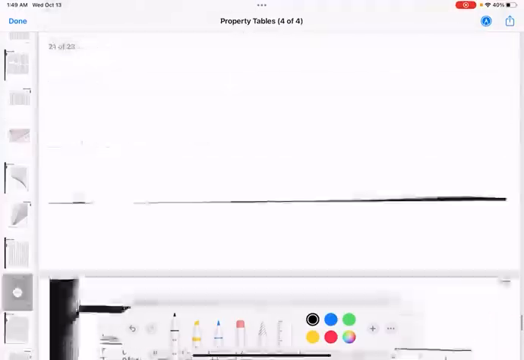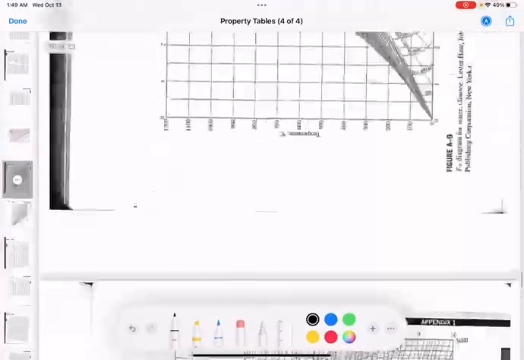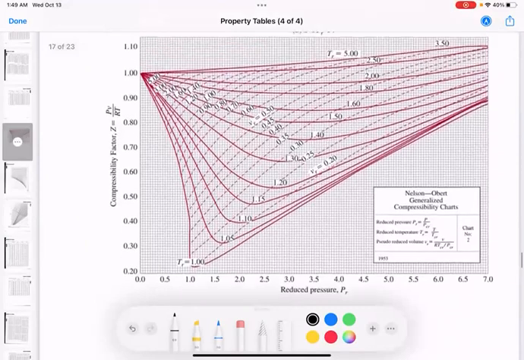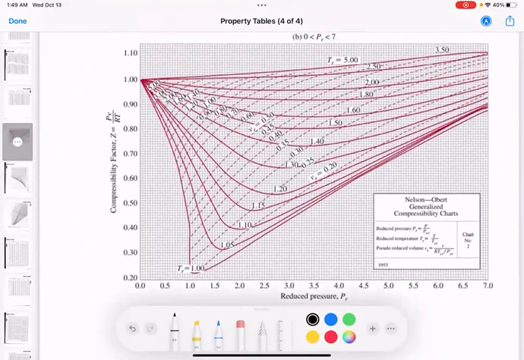It's a general compressibility chart. It's not really for a specific material, but in this case, we're working with water. And if you look at the bottom right, you see this Nelson-Obert generalized compressibility chart. So you have these equations.